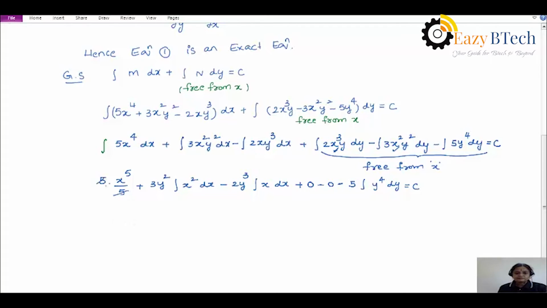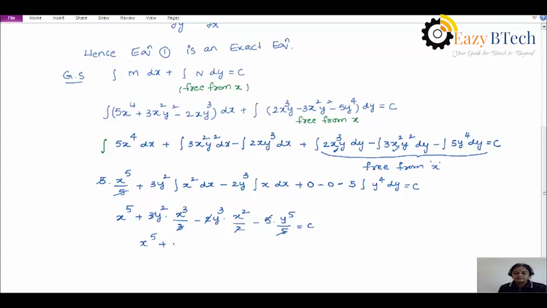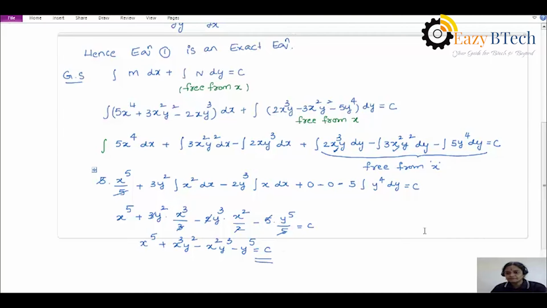So finally, 5 cancels. So x⁵ + 3y² times the integration of x², which is x³/3, − 2y³ times the integration of x, which is x²/2, and − 5 times the integration of y⁴, which is y⁵/5. Then 5 cancels, 2 cancels and 3 cancels. So the final answer is x⁵ + x³y² − x²y³ − y⁵ = c, which is the answer of this question.